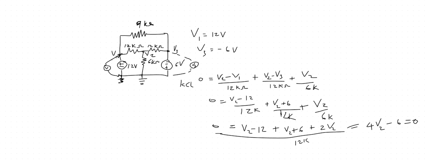Does that make sense or not? Suppose you cross multiply the 12K by 0. What's going to be the answer? 0, right? Anything times 0 is 0. 12K is in the denominator, so if you cross multiply it by 0, it's still going to be 0. So everything is equal to 0 from here. So you just add these up: 4V2 minus 6 equals 0. So what is V2?